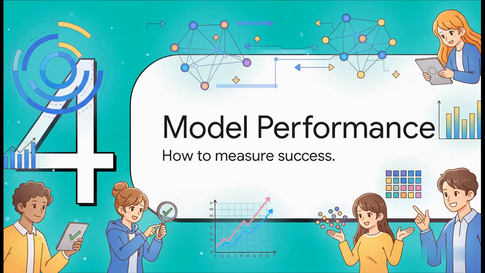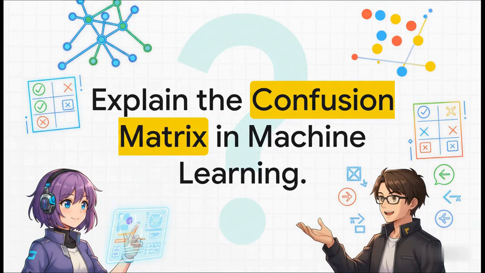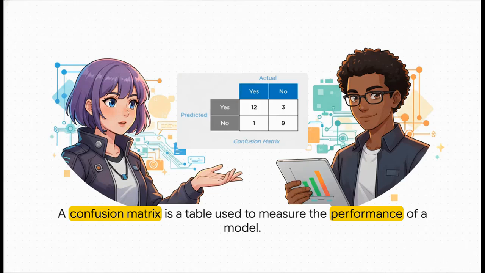So, you've built a model. How do you actually know if it's any good? That brings us to our final section, evaluating model performance. A key tool for this is the confusion matrix. So, how would you explain it in a machine learning context? A confusion matrix is basically your model's diagnostic tool. It's called a confusion matrix because it shows you exactly where your model is getting confused.